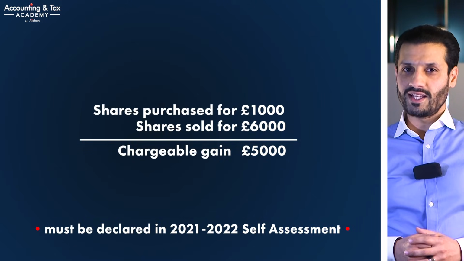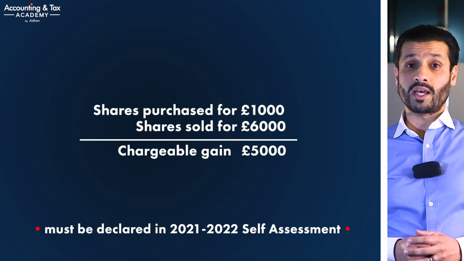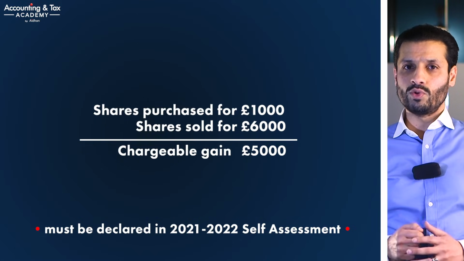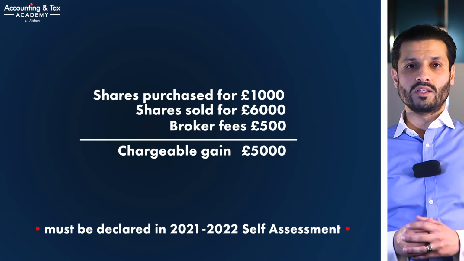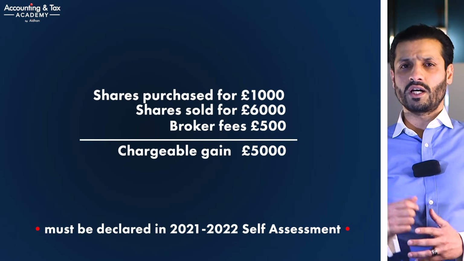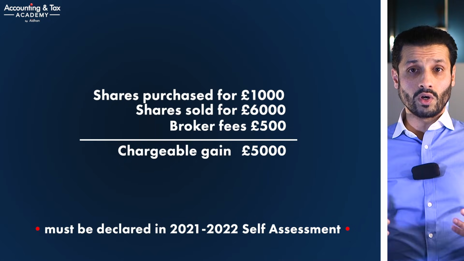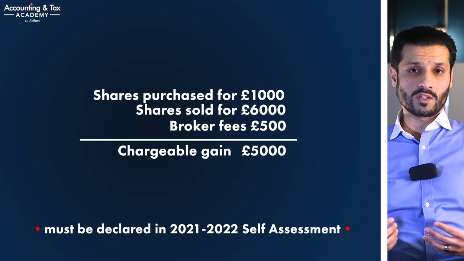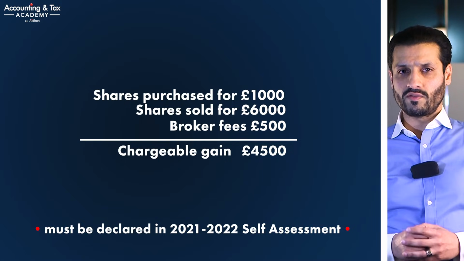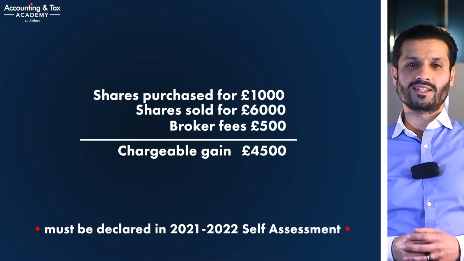And what's more, it is the net gain that is subject to capital gains tax. So in our example above, let's suppose you incurred £500 in broker fees to sell your listed shares. You can deduct this cost plus any other incidental costs relating to the disposal and allowable expenses. Therefore, only £4,500 will become subject to capital gains tax.